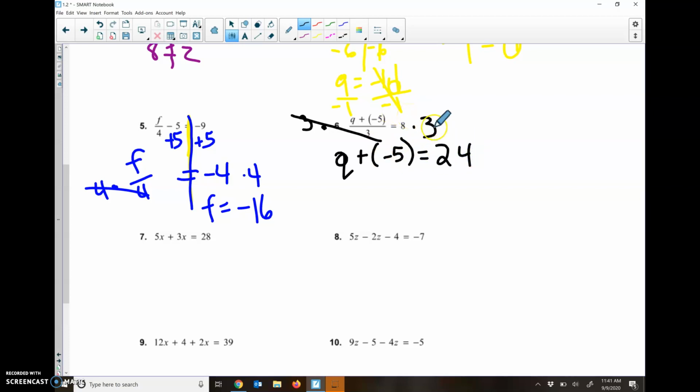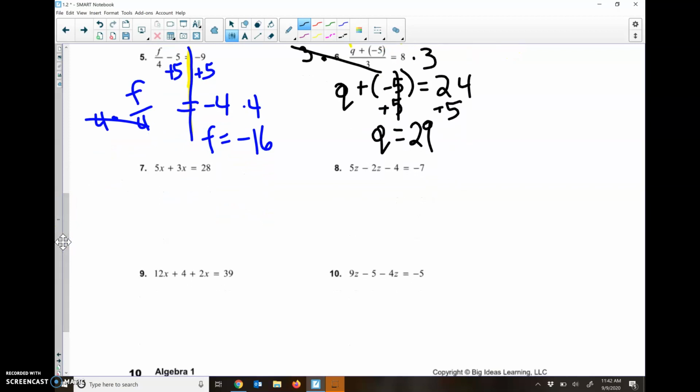So 8 times 3 is 24. The 3's cancel out over there. I have a plus a -5. So in order to get rid of plus a -5, I need to add 5 to both sides. 24 plus 5 is 29. We don't need to do anything with the q because the q is by itself. It's not like a 3q or a 2q or anything like that. It's just a q, so we're good.